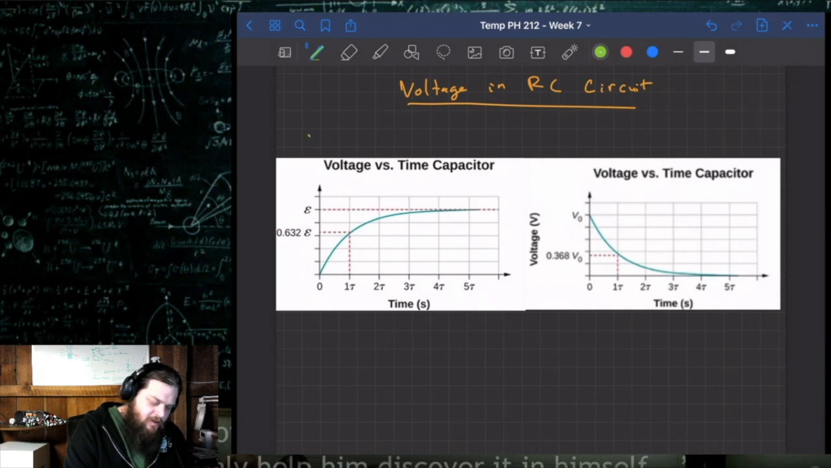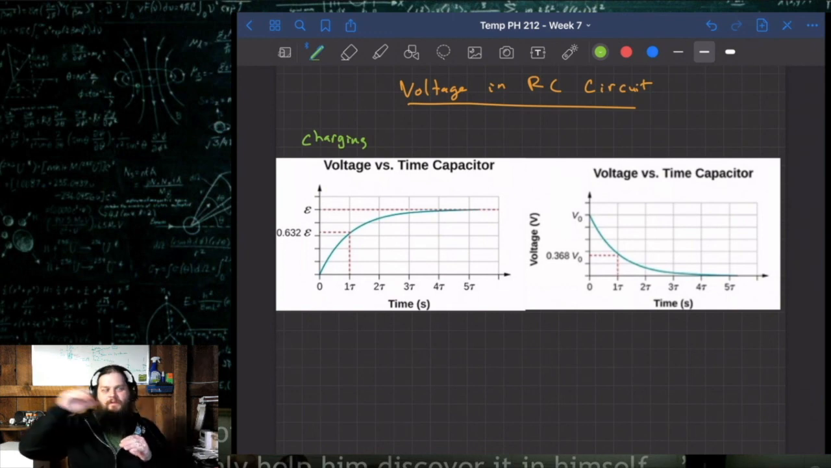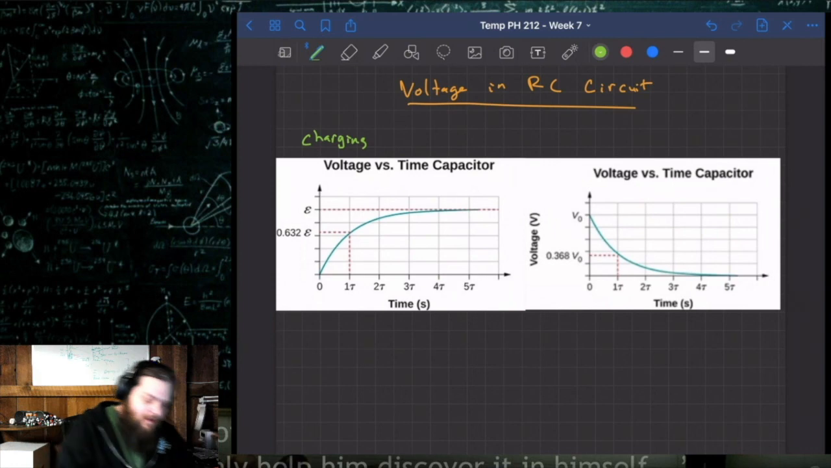Here the charging is kind of a logarithmic scale. It goes up to a certain value until it's fully charged. It has the same voltage as your EMF. That's this value here, that EMF, your voltage supply. And when it discharges, it starts off at whatever voltage it was charged up to, and it decays down to 0. So this is discharging.